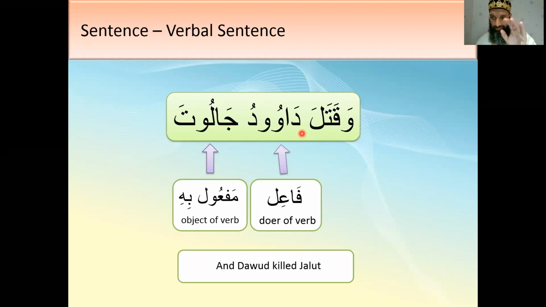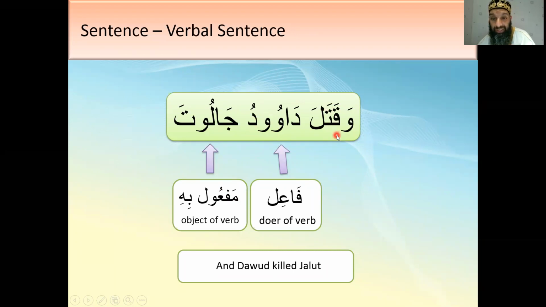And the second part of the rule is the thing that the verb is done to is mansub. So the doer is always marfu. The thing that the verb is done to is mansub. So in English you would say the object of the verb, is it? No, the subject of the verb is marfu and the object of the verb is mansub. That doesn't work for me. I cannot fathom that. So I just say the doer is always marfu and the thing the verb is done to is mansub. So now we can look at this and be able to translate it.